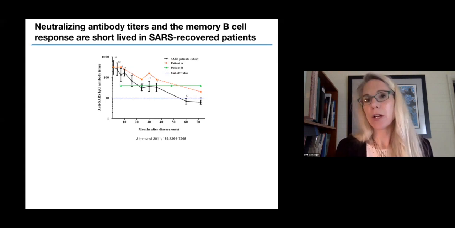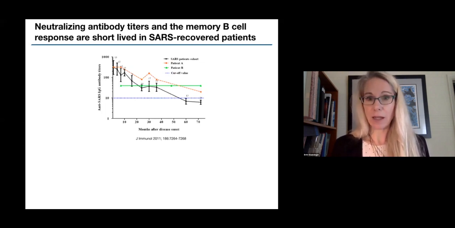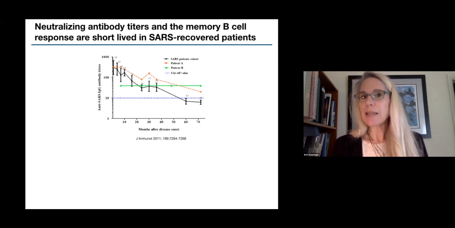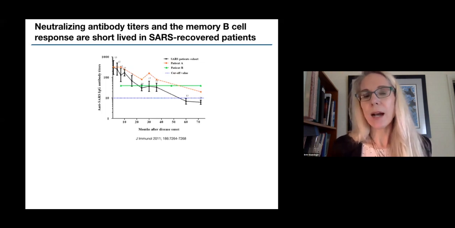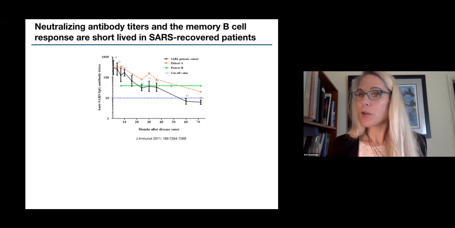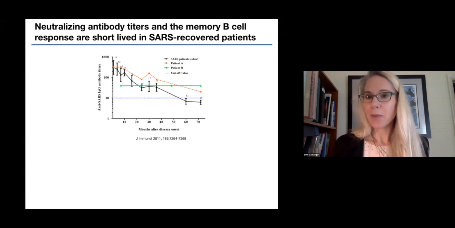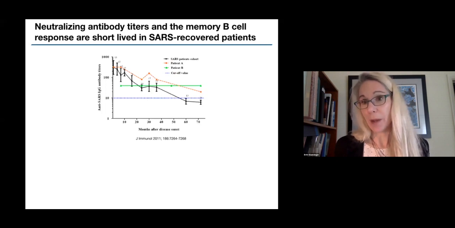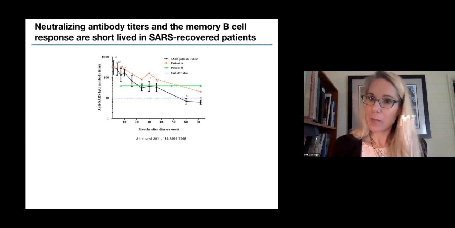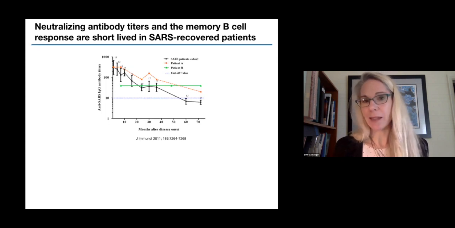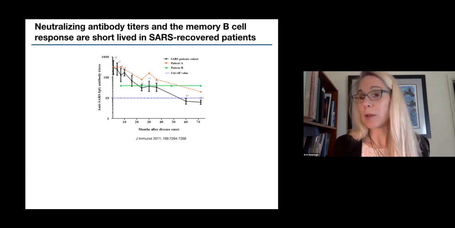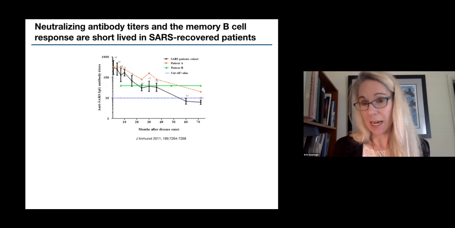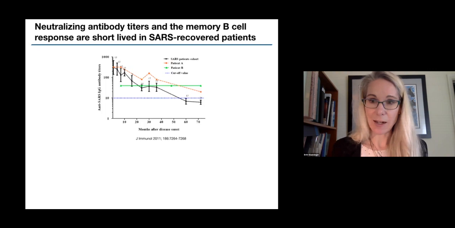This is a graph here showing a patient cohort for SARS coronavirus patients, where you can see that for most of the patients, the cohort is shown in black, that the neutralizing antibody titers, they are produced, but they're dropping off round about the 2-year point. So they're there, but they're there only relatively transiently. In green and in orange are a couple of outlier patients who were able to have sustained neutralizing antibody responses, but for most of the cohort, neutralizing antibody is not sticking around.